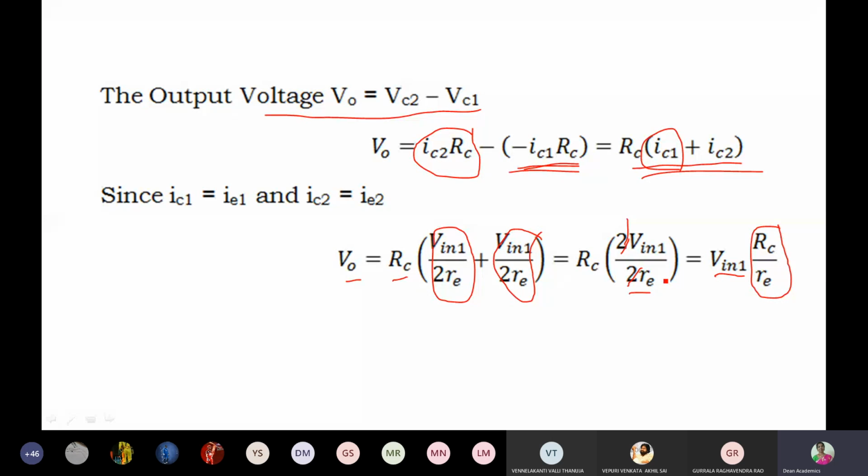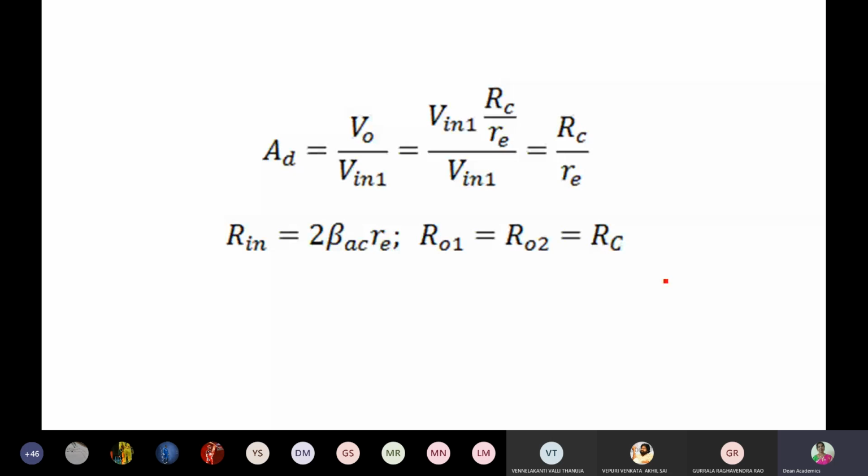So after calculating V0, what are we doing? Differential voltage gain AD is equal to V0 by Vi. For every amplifier, what are the 4 parameters that we have to calculate? One of you respond, for any amplifier. Voltage gain, current gain, input resistance, output resistance. Yes.